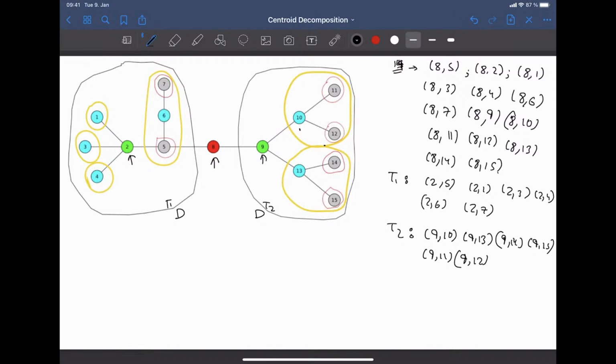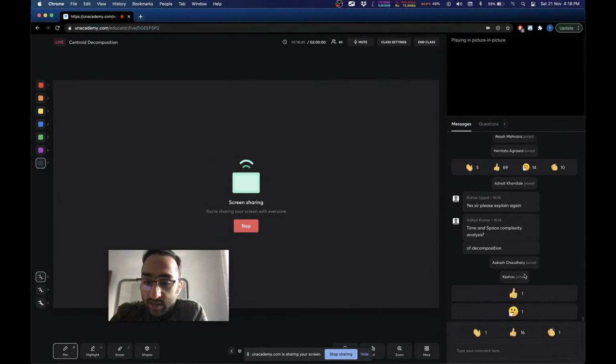Okay. After decomposing 2, I have 1, 3, and 4 as individual subtrees. We don't need to process anything here. In this particular subtree, let this be called T3. I process 6 comma 7 and 6 comma 5. Okay. And let these be T4 and T5. In T4, I process 10 comma 11, 10 comma 12. In T5, I process 13 comma 14 and 13 comma 15. Is it clear to everybody, which paths I am processing?